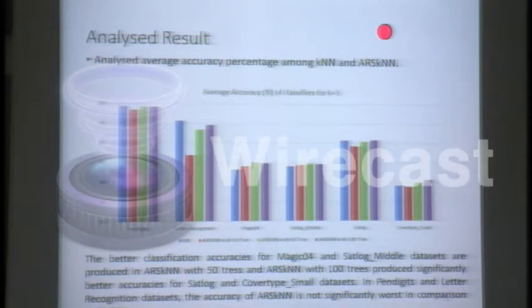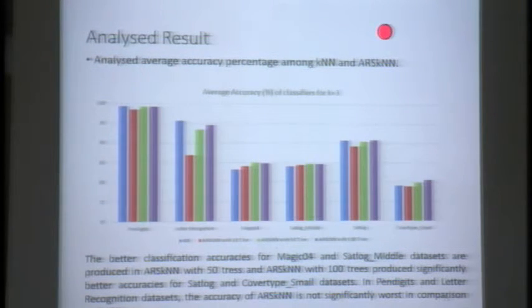If the data set is random in nature, then we are finding that things go better. If the data sets are random in nature, then we are finding it goes higher. But if the data set is not random in nature, like Magic 4, Satellite, and the cover type small data, we are finding that the results are showing better results.